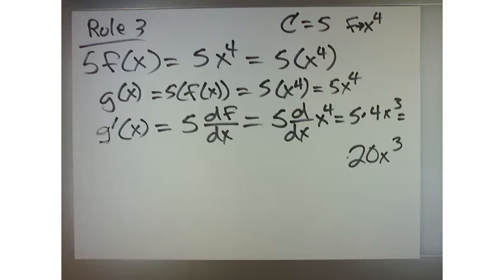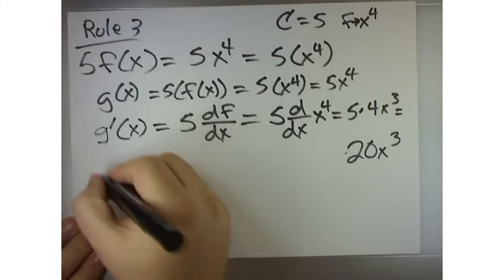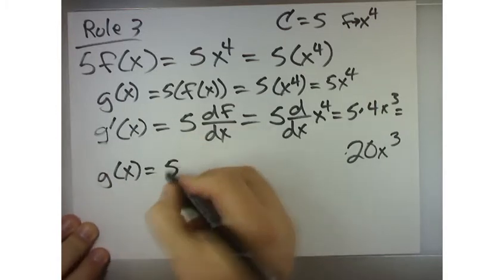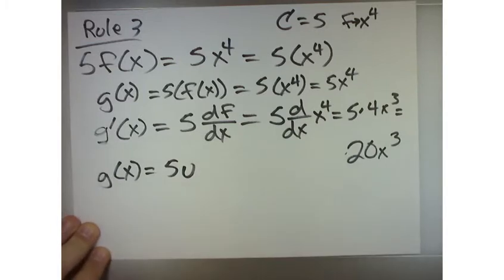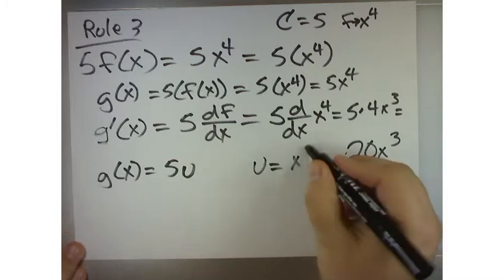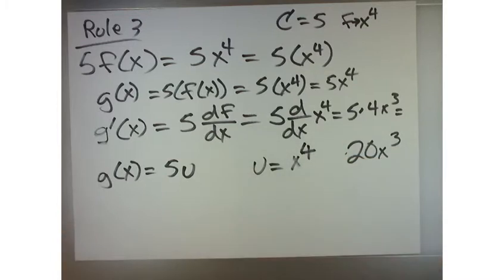Now sometimes we could write that differently. I could say that g of x is equal to 5 times u, and I could say that u is equal to x to the 4th, where u represents the function.